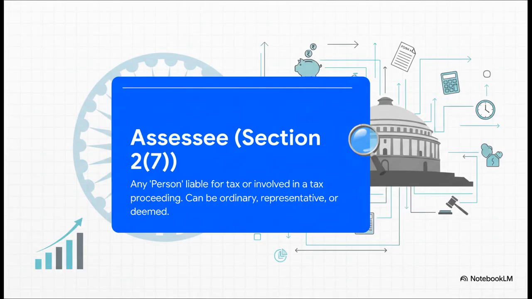Okay, so if the law defines millions of entities as a person, the term assessee is where it gets specific. An assessee is a person who is now officially on the tax department's radar. You might be an ordinary assessee, paying tax on your own income. Or you could be a representative, like a parent filing for a child. There's even a thing called an assessee in default for someone who messed up. The point is, once you're an assessee, you are officially in the tax game.